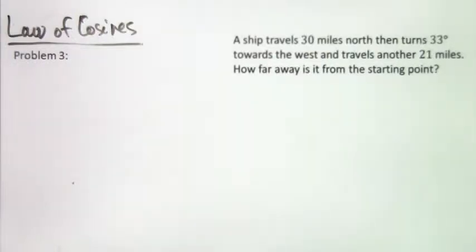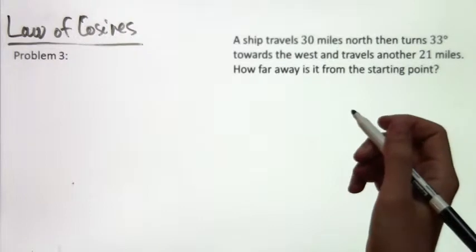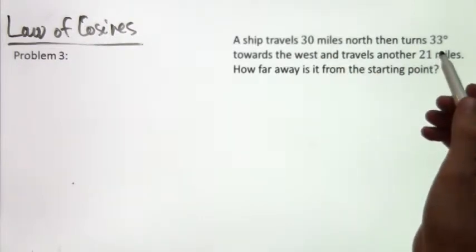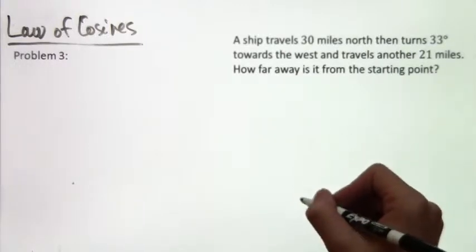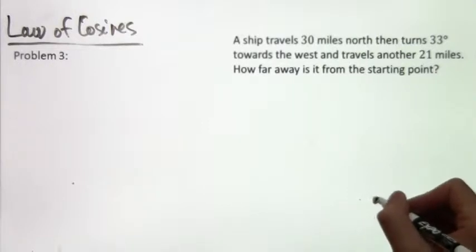Now we're going to continue from where we left off with the law of cosines. Here's a third problem, a word problem. A ship travels 30 miles north, turns 33 degrees towards the west, and travels another 21 miles. How far is it away from the starting point?